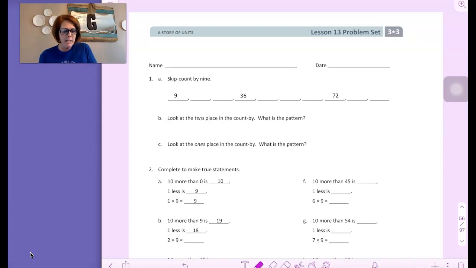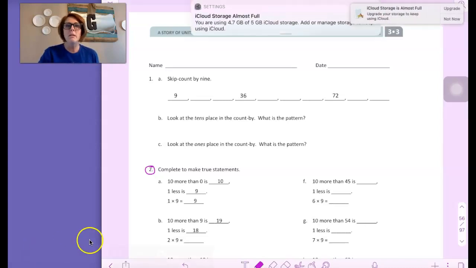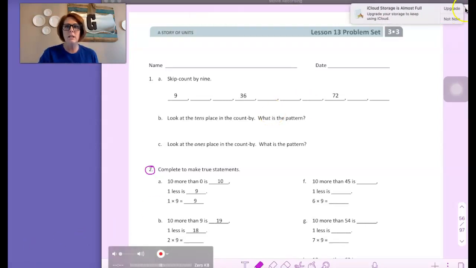You should have completed all of number 2 in the Great Minds video. If you didn't, you need to go back and do that now because it's very, very important. So we are working on multiplying by 9, and we're looking at some different tricks that we can use to figure out our 9 times tables. So let's take a look at number 1.